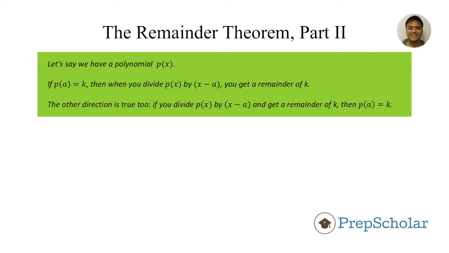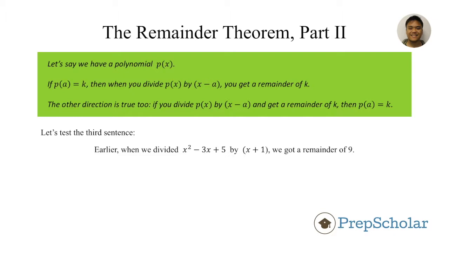And the other way is true too. If you divide p of x by x minus a and get a remainder of k, then p of a is equal to k. This is probably more complicated than the first part of the theorem. So again, let's just test the theorem and see if it works.